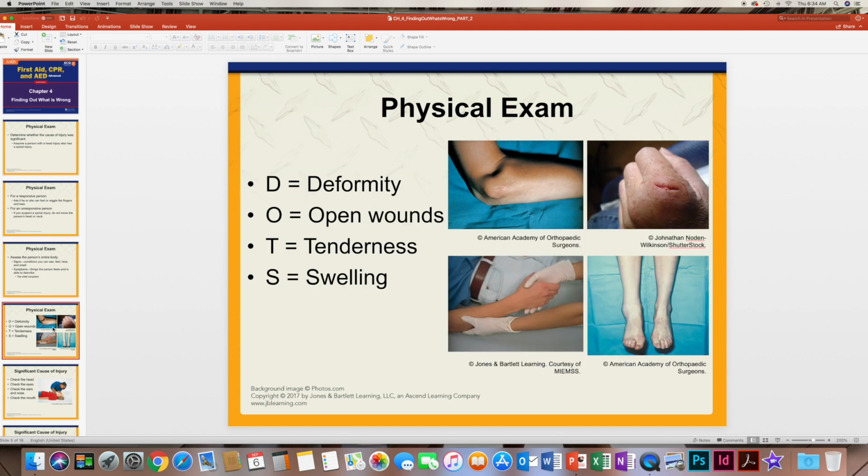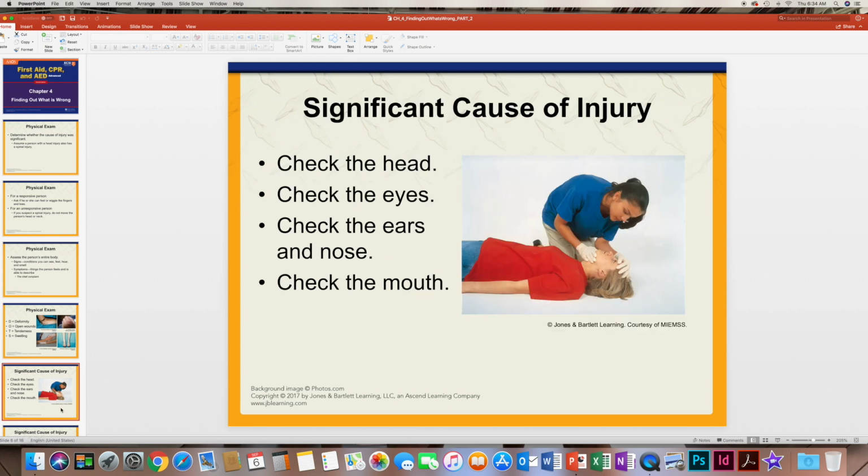Then when you're doing the physical exam, remember the acronym DOTS, D-O-T-S. D is for deformity, O for open wounds, T is for tenderness, S is for swelling. So these are the things you're looking at when you're doing a physical exam. There could be significant causes of injuries. So the most important thing is to check the head, eyes, ears, nose, check the mouth.